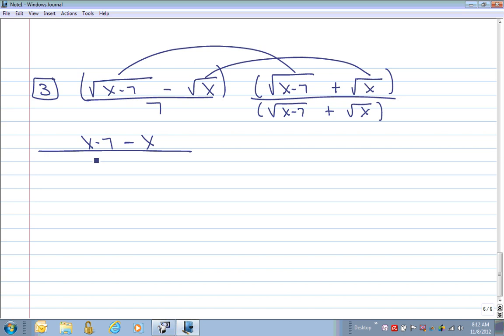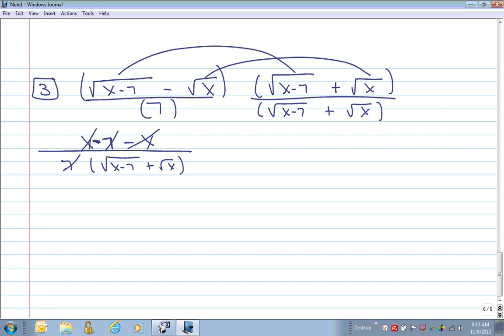In the denominator, I'm going to leave it for a minute. I'm just going to write the 7 out here by itself times the square root of x minus 7 plus the square root of x. At the top, you notice you have an x and a negative x that cancels. So you're left with negative 7. And you have a 7 in the denominator that would also cancel. So I can cancel this.